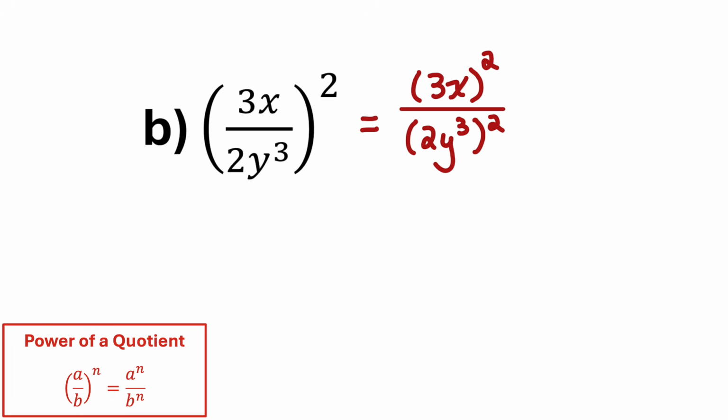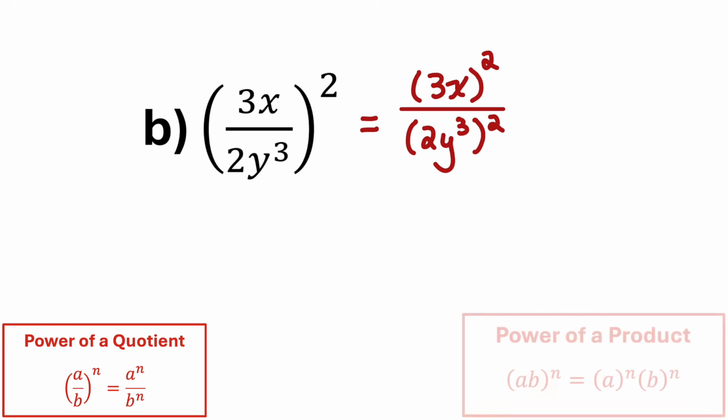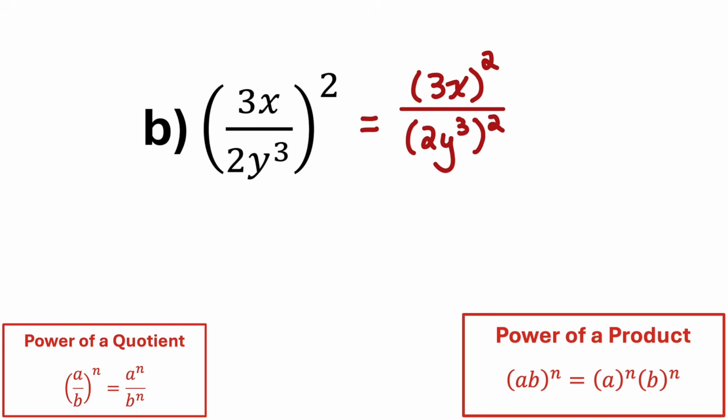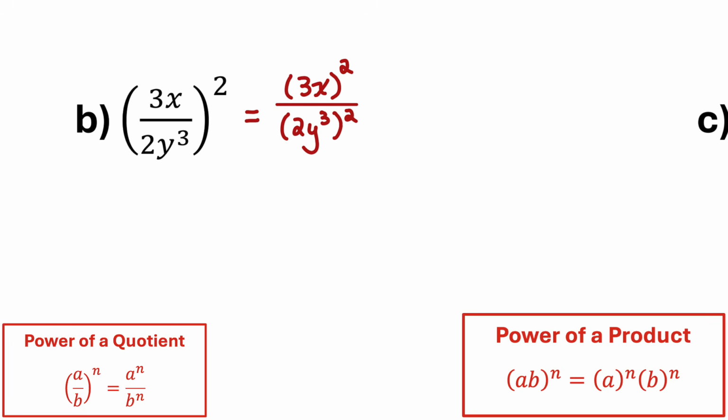And now in both the numerator and denominator, I'm going to have to apply my power of a product rule that we learned earlier. Zooming out a bit, this exponent of 2 has to be applied to both factors of the base, to both the 3 and the x. So that gives me 3 squared times x squared.